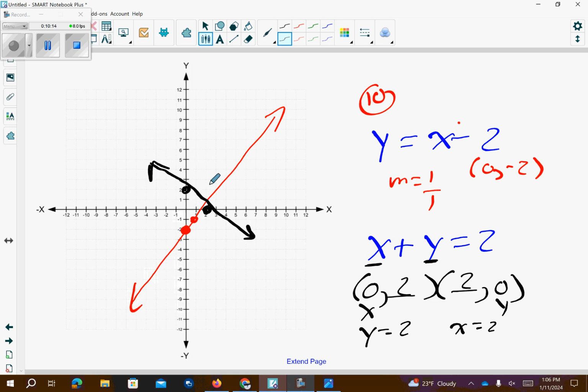So where does it look like these cross? It looks like they're crossing right there, which looks like 2 comma 1. That's our solution.